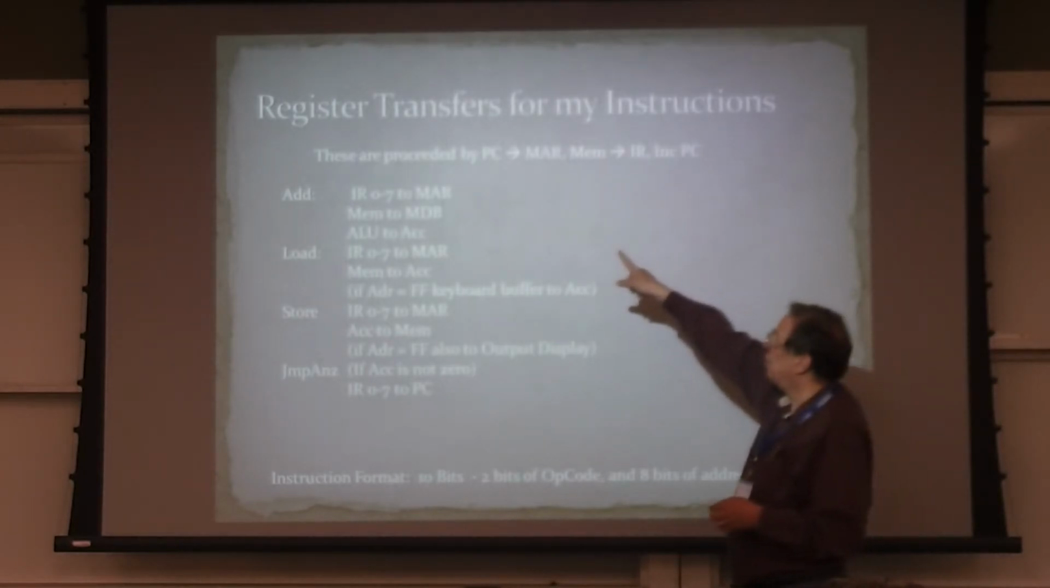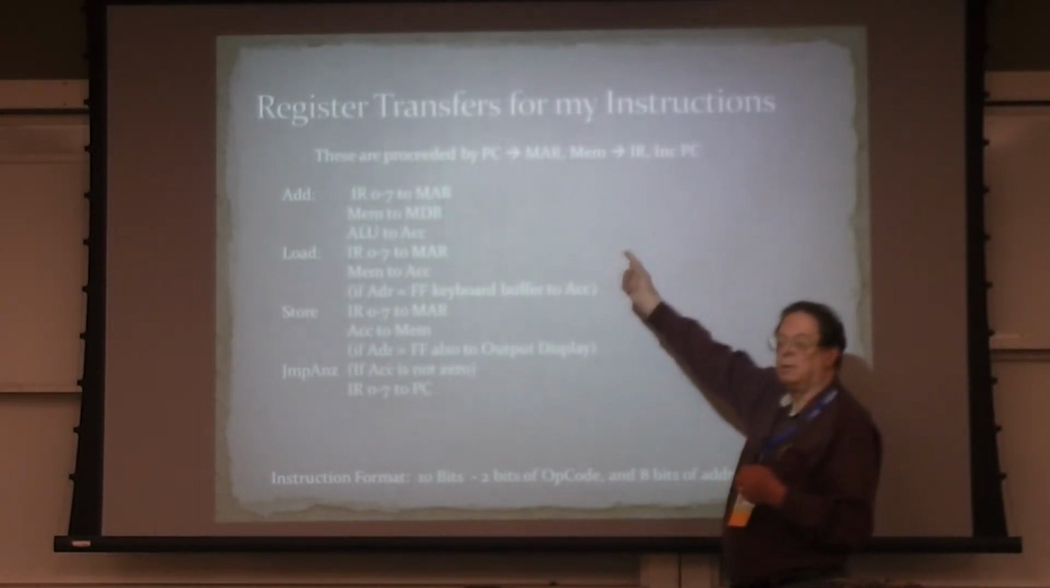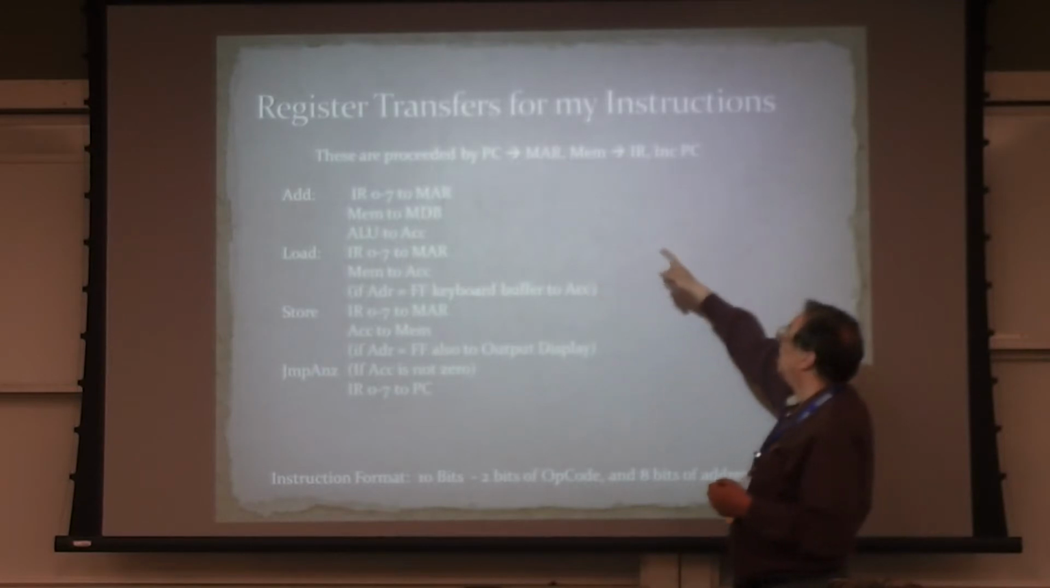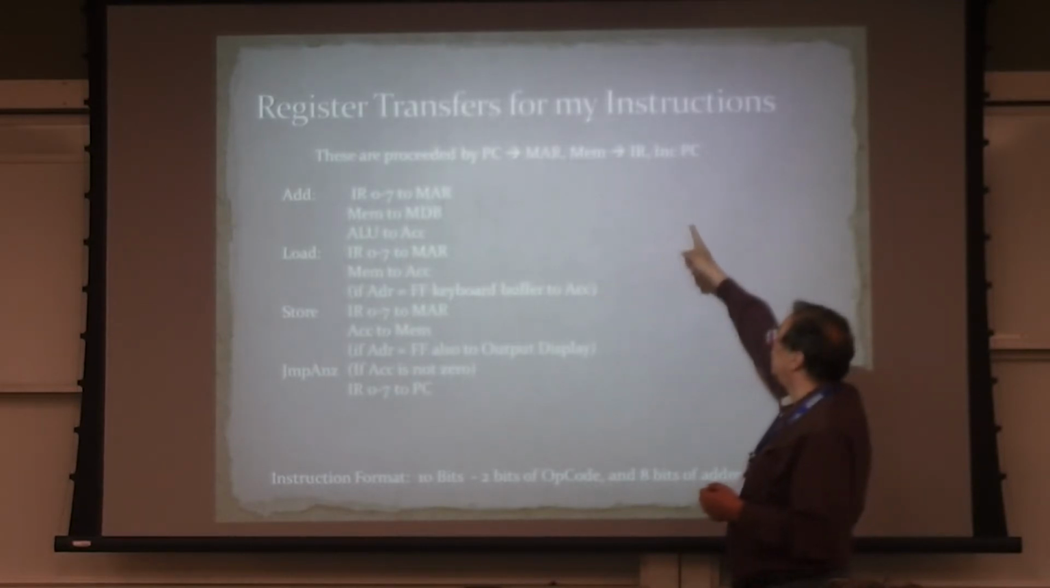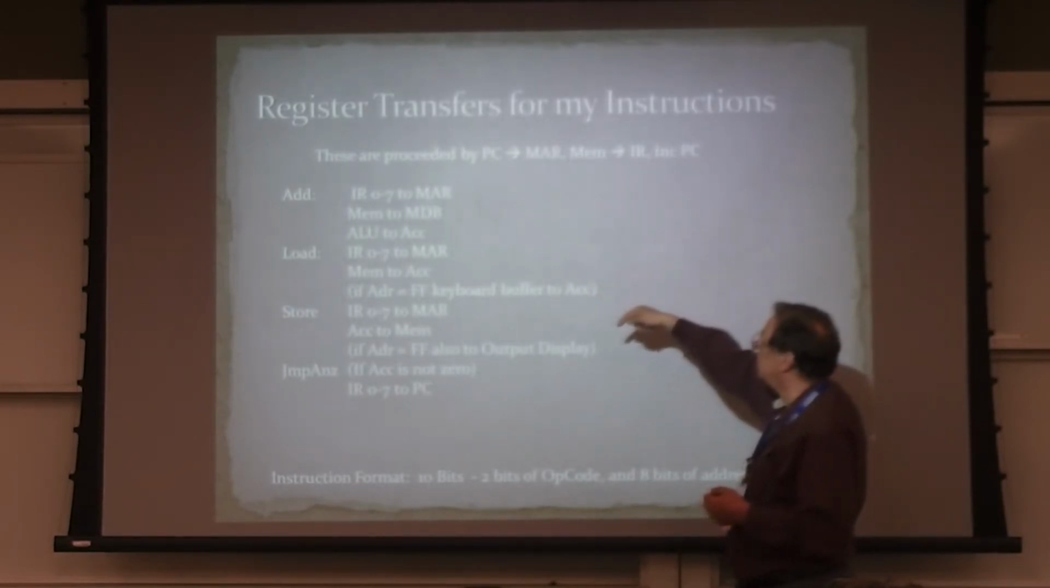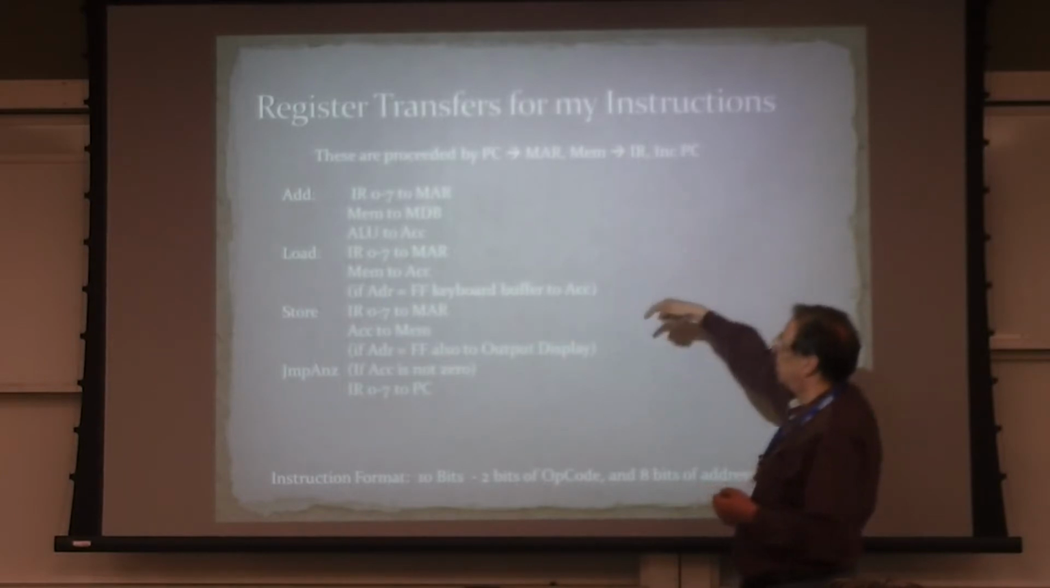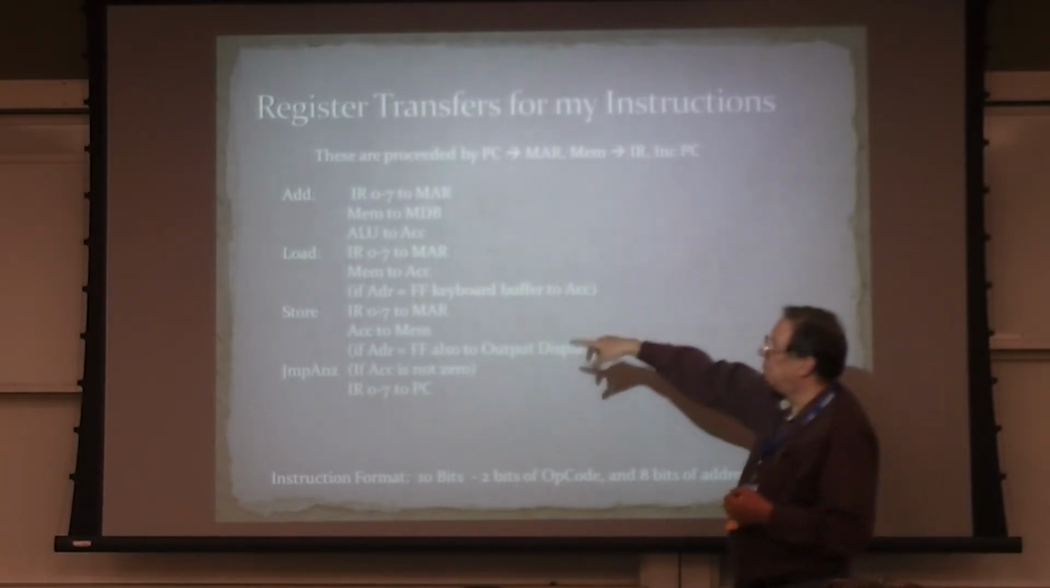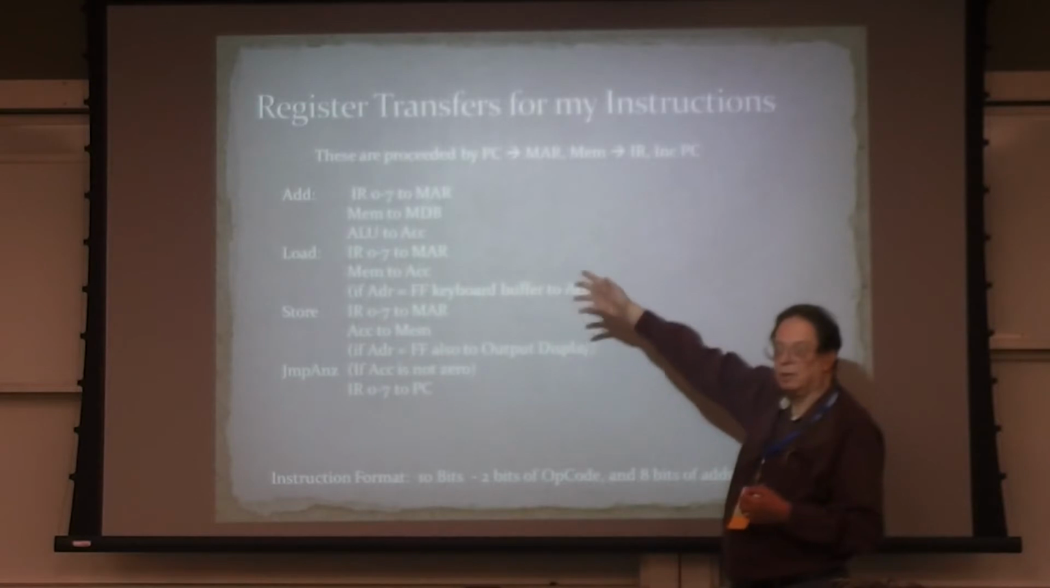First thing we do is take the program counter and put it into the memory address register. Then we take the memory contents at that location and put it in the instruction register. Then we increment the program counter. And then, depending on what the instruction is, we'll do these other things.